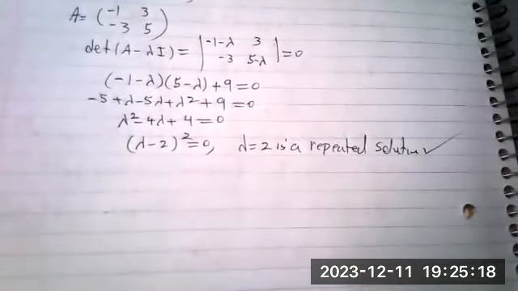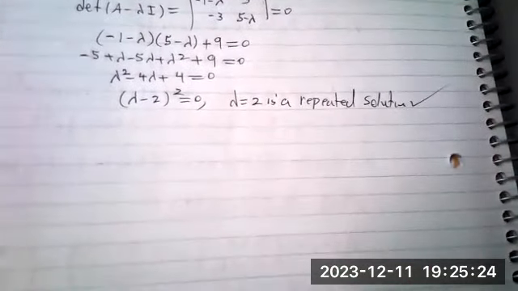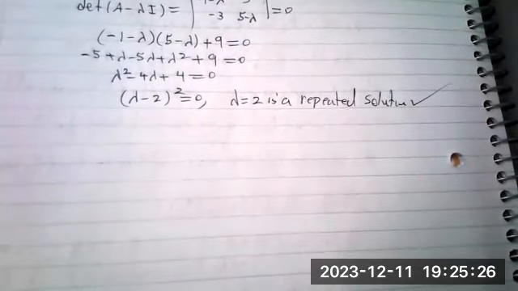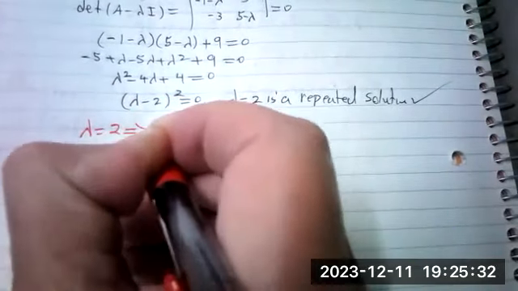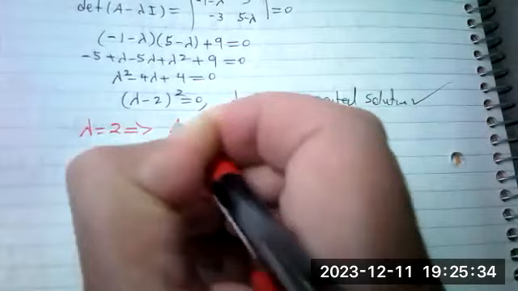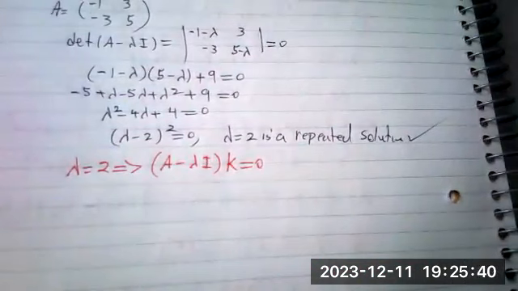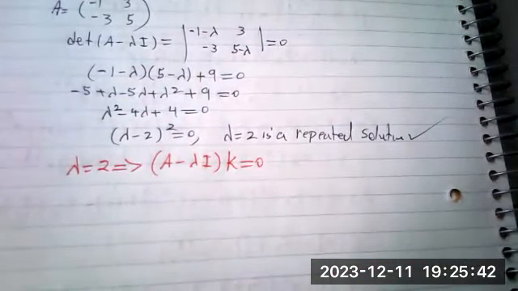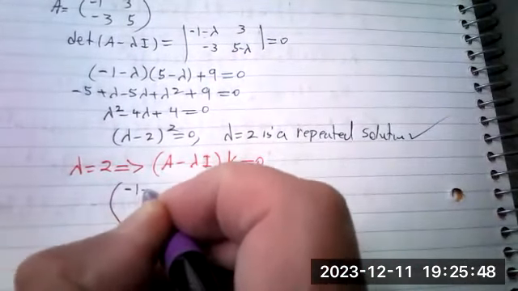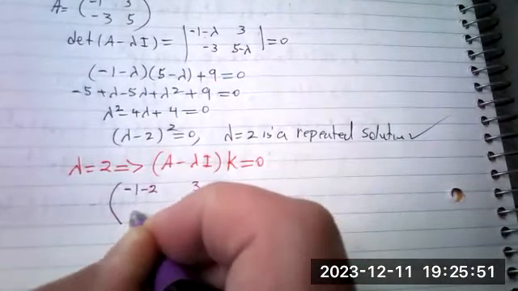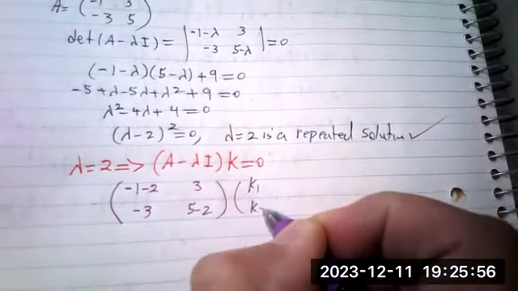So you have to know how we're going to find the second solution. We are going to find the first solution first, as usual, for lambda equal to 2. You have to find the vector k. We want to find A minus lambda I times k equal to 0. We go to this matrix and replace lambda by 2, which gives negative 1 minus 2, 3, negative 3, 5 minus 2, times k1, k2 equal to 0.